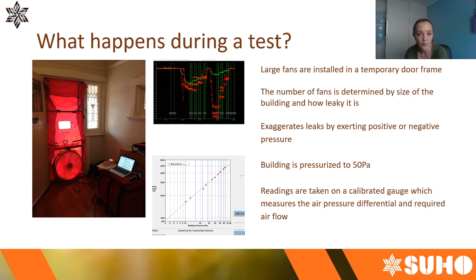And these graphs that you can see are the data being recorded. The top graph is from a multi-fan test where all of those red squiggly lines indicate one separate fan. The green line is the building envelope pressure. The bottom graph is a single fan test where readings from only one fan are being recorded.